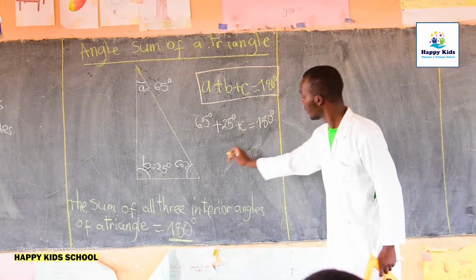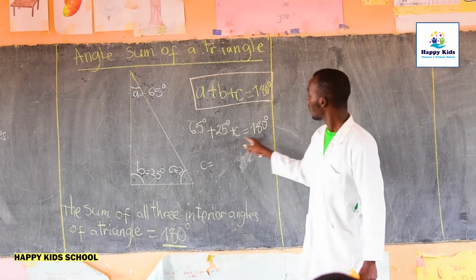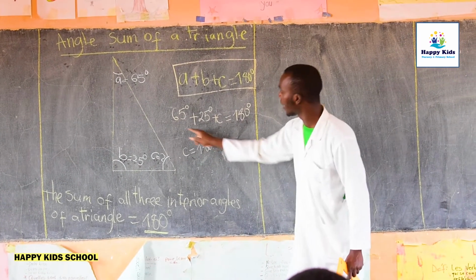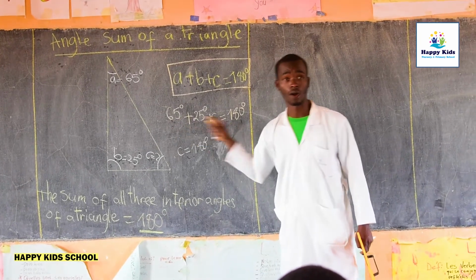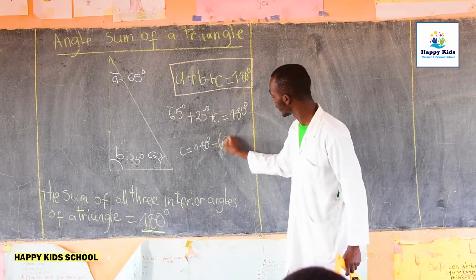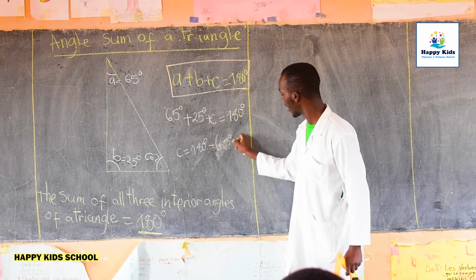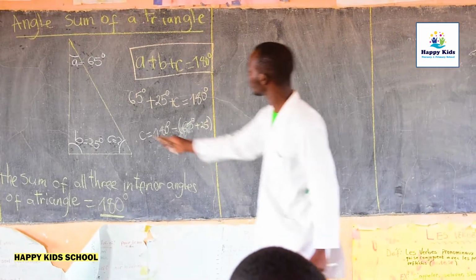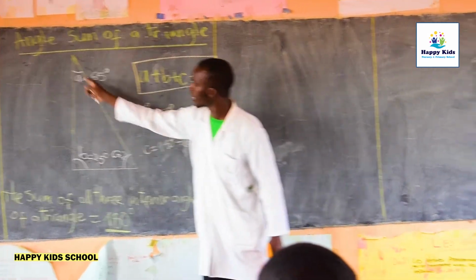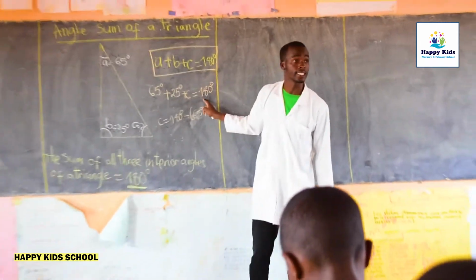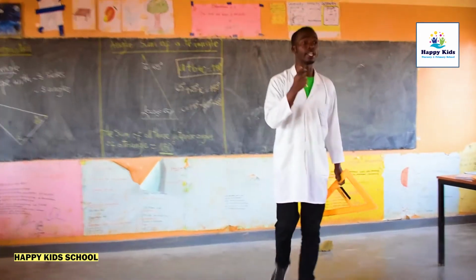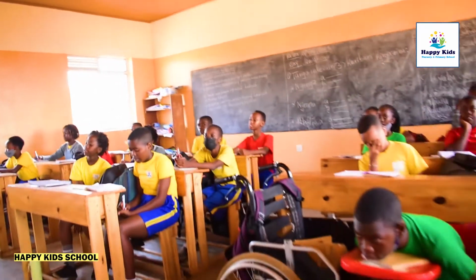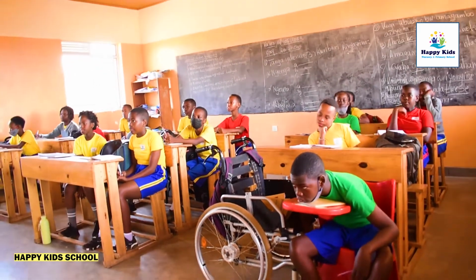C is equal to taking this 180 degrees minus the sum of the two given angles. This is minus 65 degrees plus 25 degrees. When you add the two given angles and you subtract their sum from 180 degrees, you get the value of the missing angle. Are we together here? Yes.